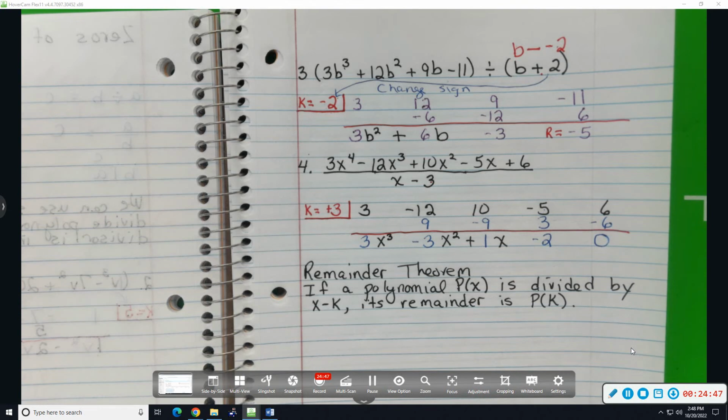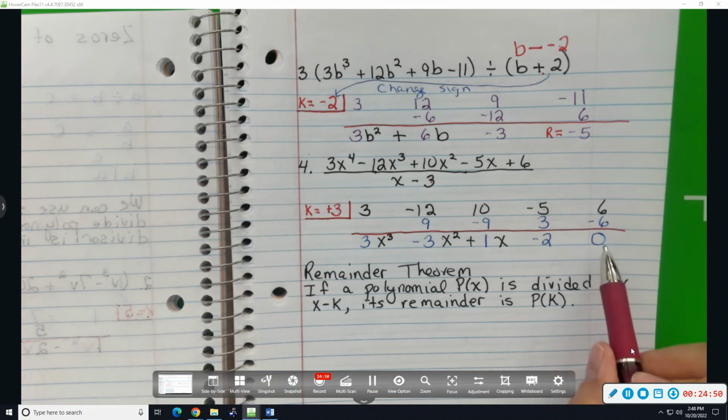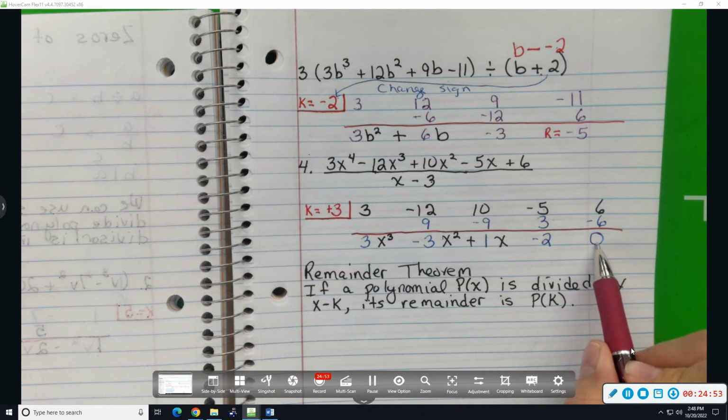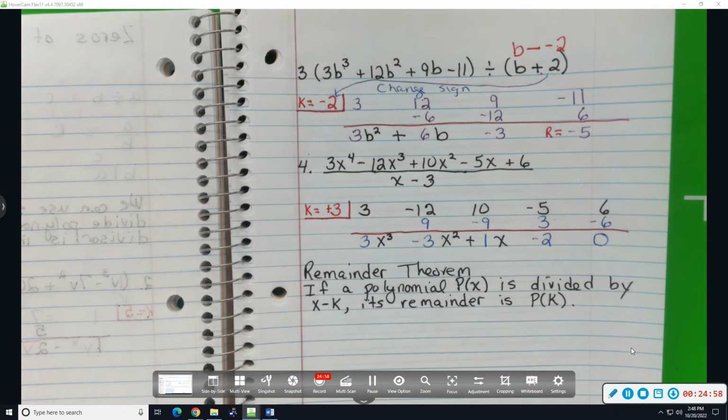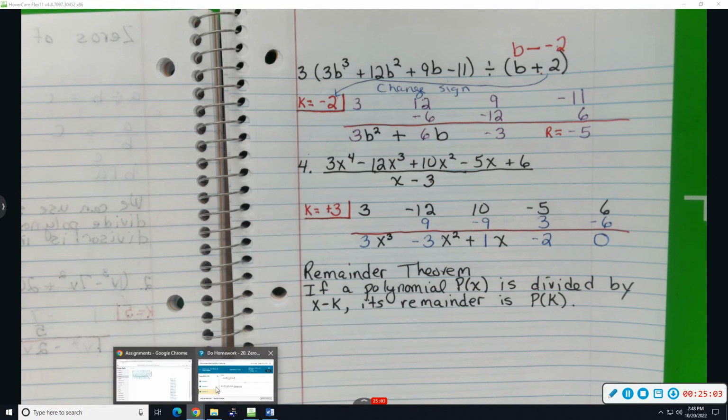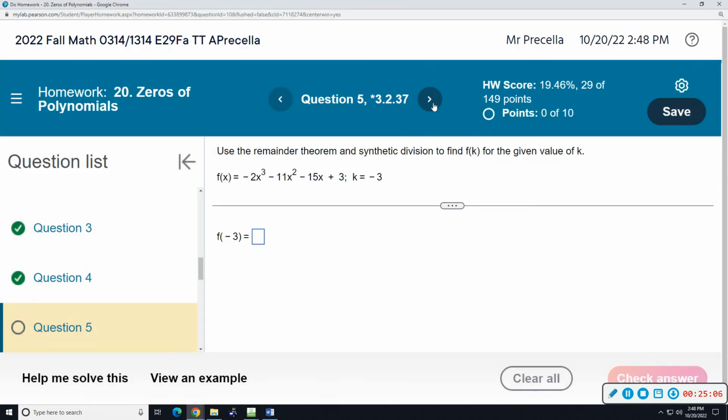So, synthetic division says that this number is the same number you'll get as plugging this number in for x. Problem number 5 is going to illustrate that. Let's look at number 5. It says, use the remainder theorem and synthetic division to find f of k. One way you could do this is just plug this k value in for x. Okay? But what they want you to do is do the synthetic division.